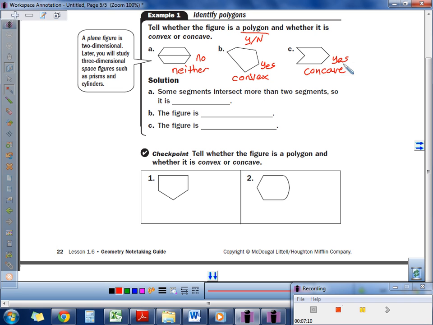Similarly on the checkpoint, is part 1 a polygon? Yes, single figure, closed. Is 2 a polygon? Oh, what's that piece right there? It is curved. That means no, because it is curved. But back to this one, is it concave or convex? Does it have a cave? Does it cave in? No, therefore it is convex. Good job.